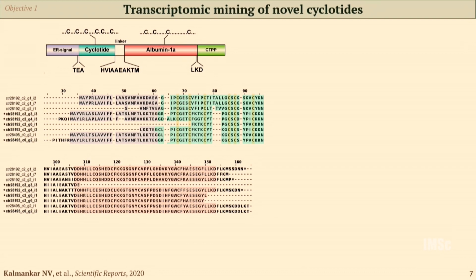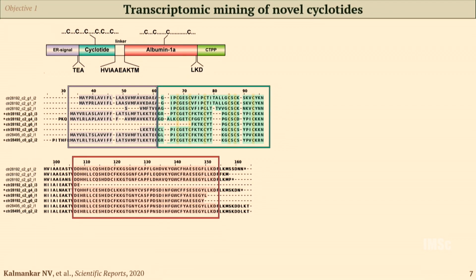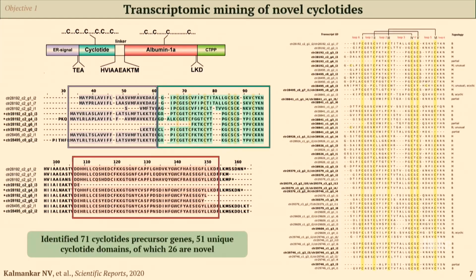Initially, we did not get as many as the other plants were having, like coffee. So we decided to relax the minimum length that you expect for a gene. And then we were able to see quite a few cyclotides. And in doing so, we found that we are able to get as many as 71 cyclotides. So you can imagine that this is quite a huge number, right?